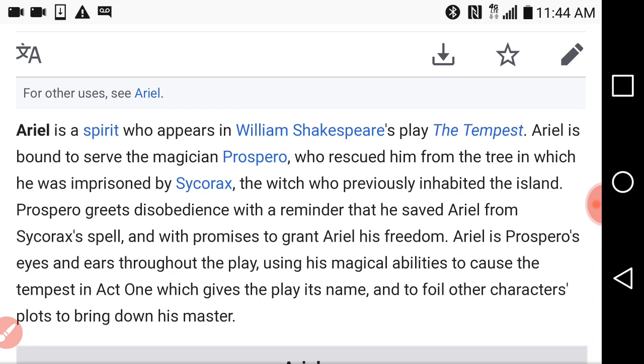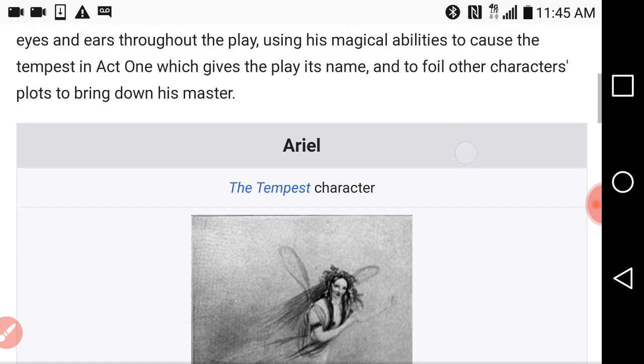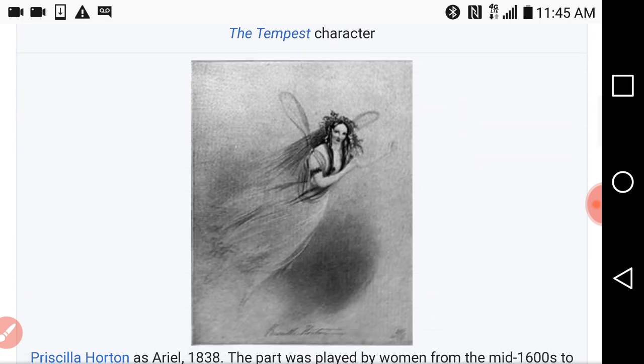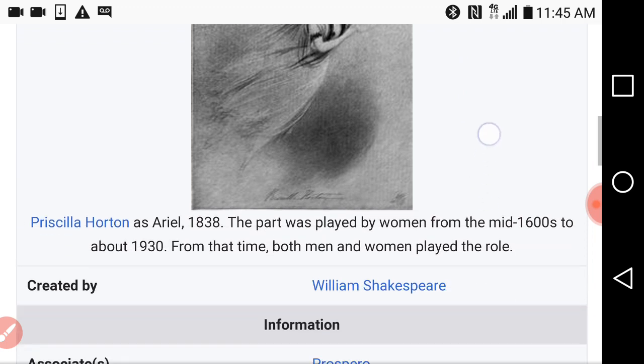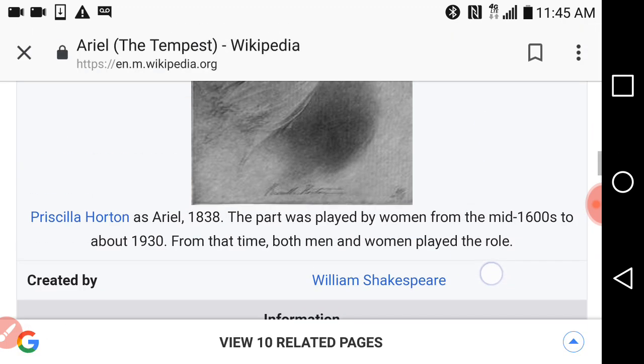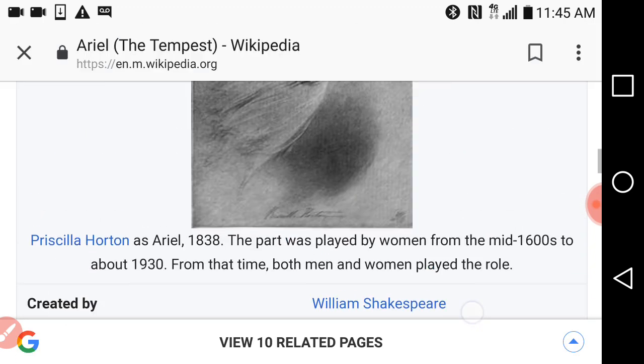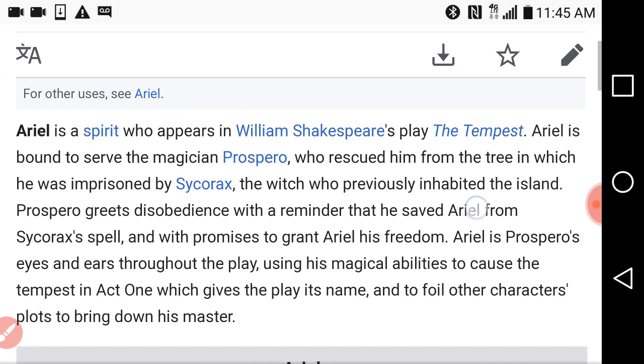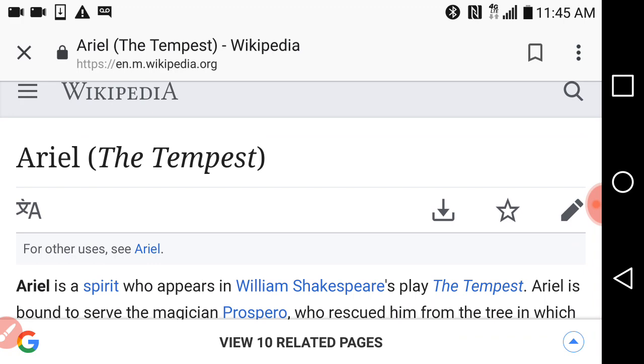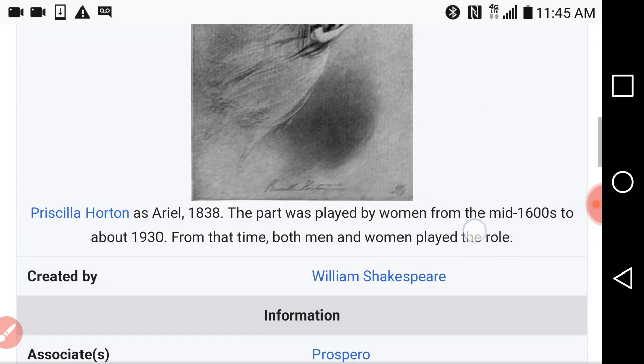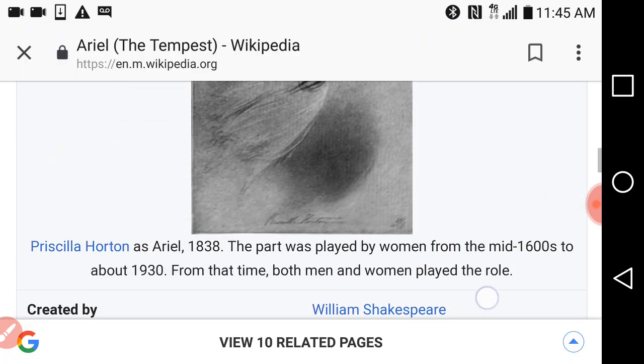Ariel is Prospero's eyes and ears throughout the play, using his magical abilities to cause the tempest in Act 1, which gives the play its name, and to foil other characters' plots to bring down his master. Again, let's just stop playing around. It's God and Satan and the creation. I mean, let's just stop. You know, the tempest. What is the temptation, right? Of Adam and Eve. It's just stupid.